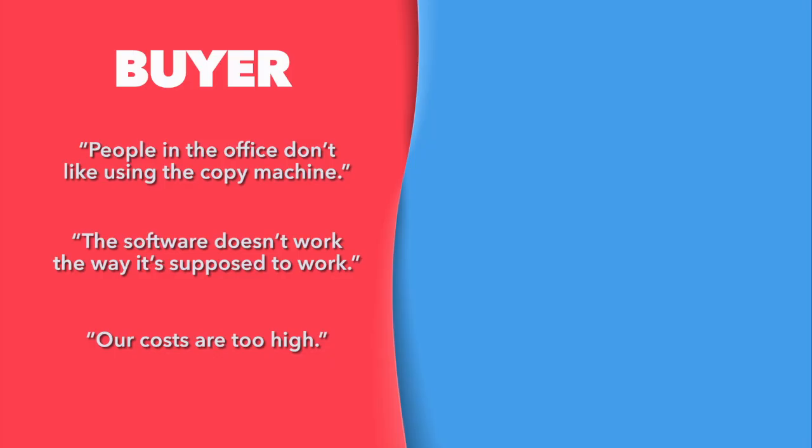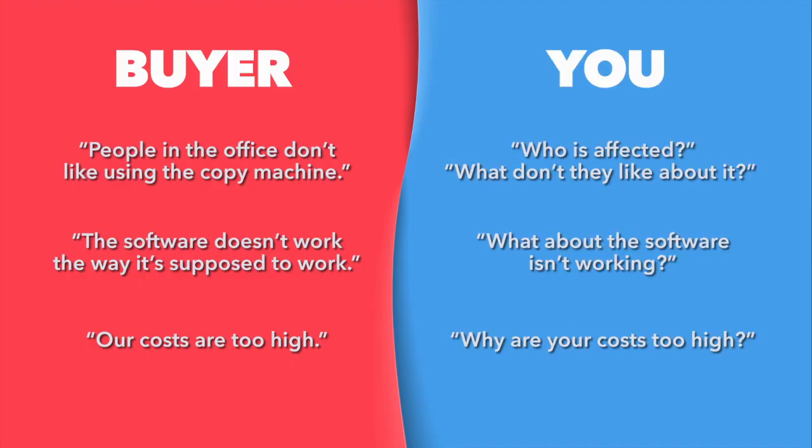Here are some other examples of symptoms or consequences of problems for which you would need to drill down to identify the underlying cause. People in the office don't like using the copy machine. The software doesn't work the way it's supposed to work. Our costs are too high. Hearing these sorts of statements, you should be asking questions like, who's affected? What don't they like about it? What about the software isn't working? Why are your costs too high?